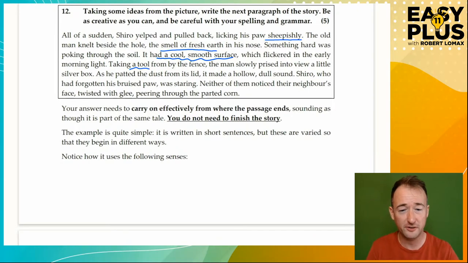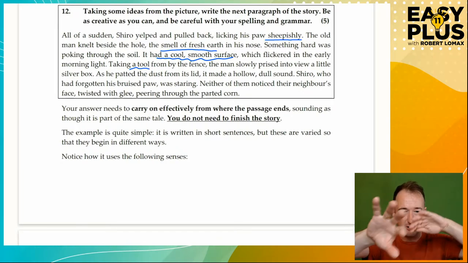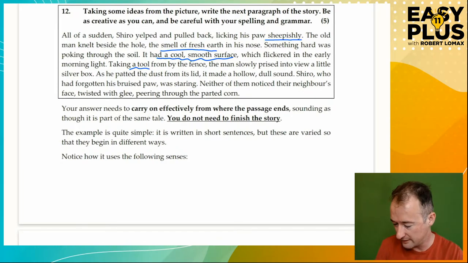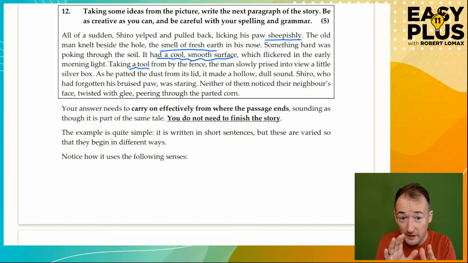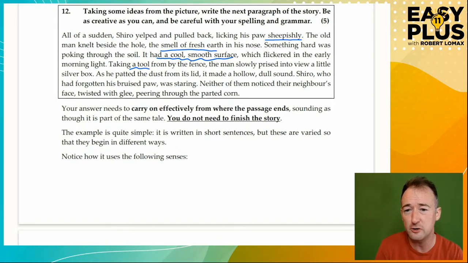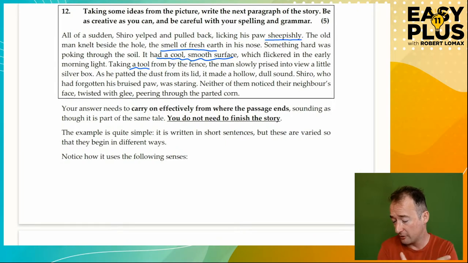Peering through the parted corn. Maybe that's the pa-pa-pa of the digging. I don't know, but it creates kind of mystery. That's like alliteration of p's, maybe. Notice their neighbour, maybe a little bit sneaky. So a little alliteration here. You can interpret them as you want. They aren't big, strong alliterations. Lots of senses in here, as I mentioned. I've really focused on trying to use good verbs that are really descriptive. Yelped.